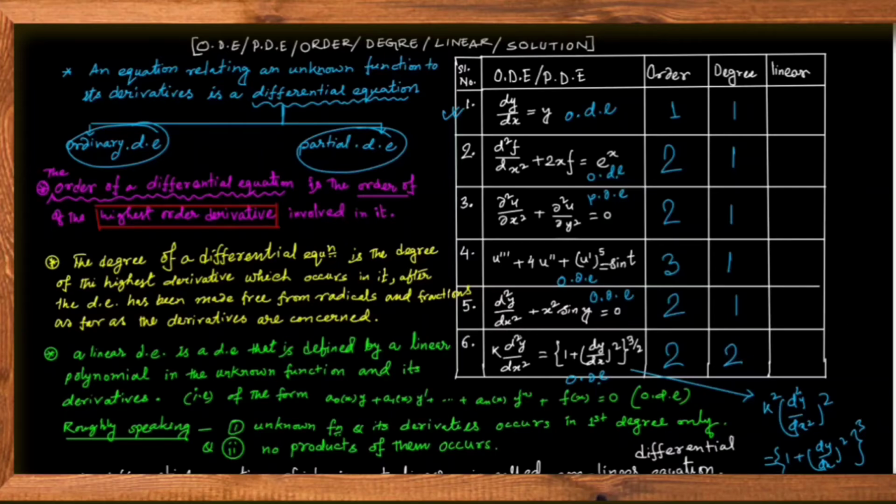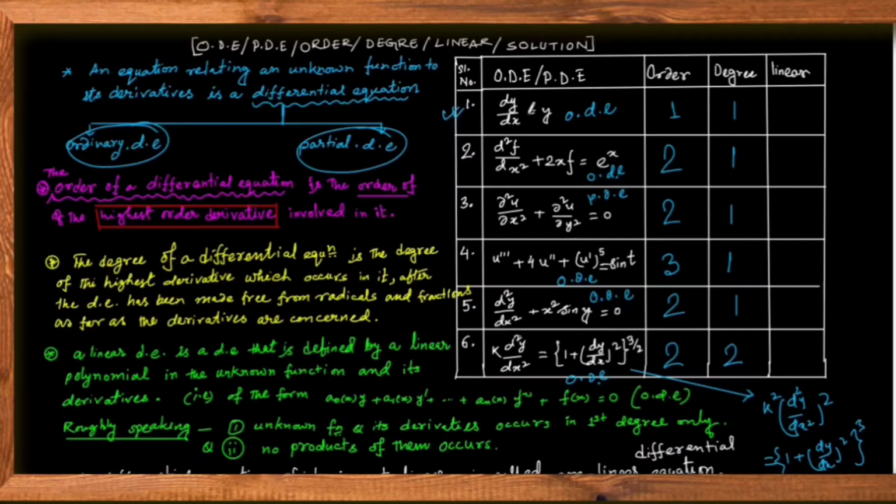Now come to the point, a linear differential equation. What do we mean by a linear differential equation? A linear differential equation is a differential equation that is defined by a linear polynomial in the unknown function and its derivatives. Roughly speaking, the unknown function and its derivative occur in first degree only, and no product of them occurs.